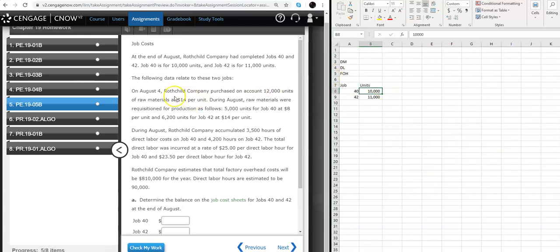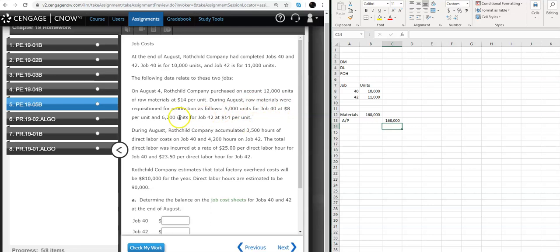All right, and then it tells me that on August the 4th, Rothschild Company purchased on account 12,000 units of raw materials at $14 per unit. So the journal entry for that would be that I got some materials and I credited my accounts payable, and it would be for 12,000 units times $14. So I've got some materials of 168,000. I don't know if they're direct or indirect just yet.